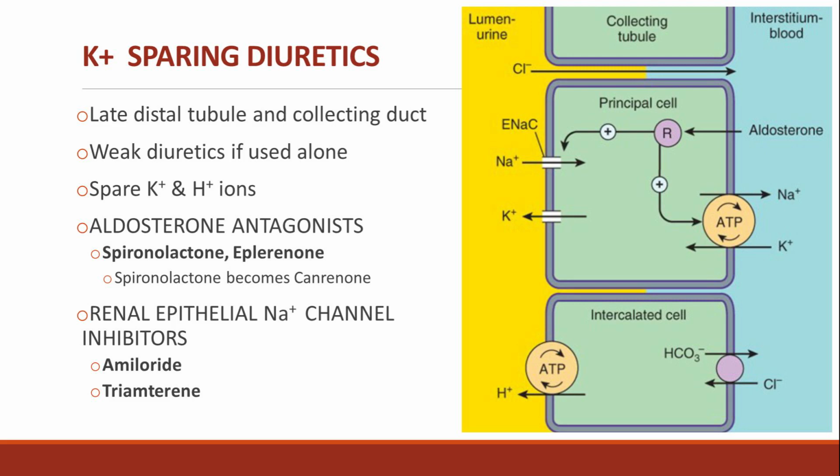Amiloride and triamterene block epithelial sodium channels in collecting duct principal cells, reducing sodium entry and preventing potassium loss. They do not depend on aldosterone levels and can be used in patients who do not tolerate spironolactone.